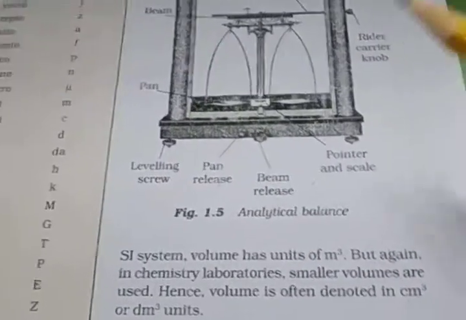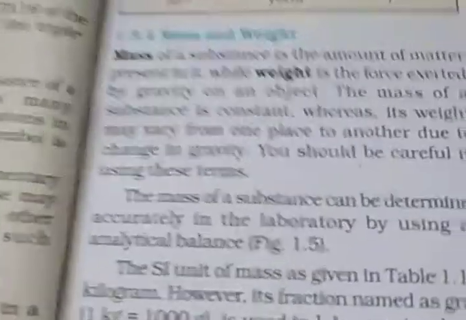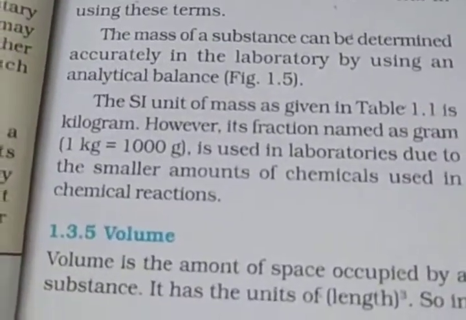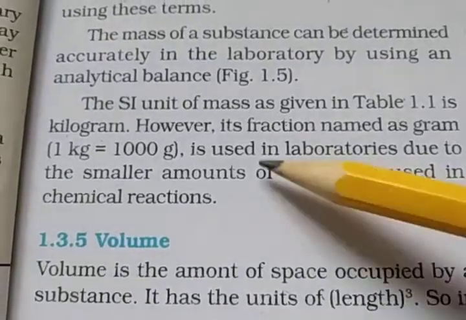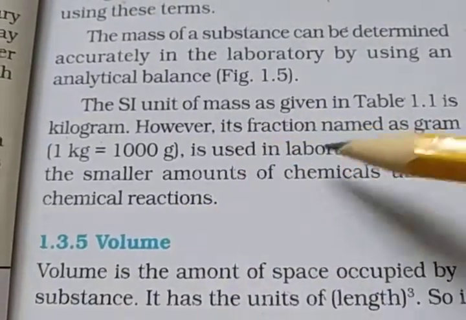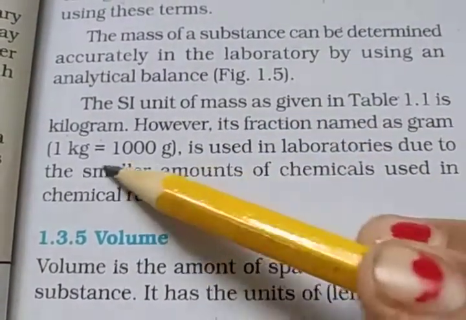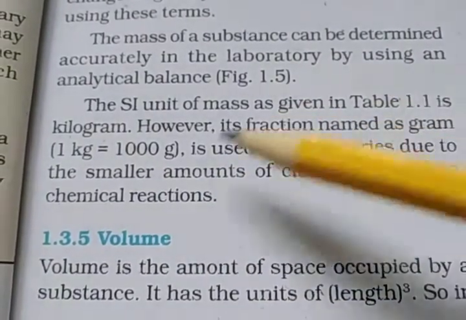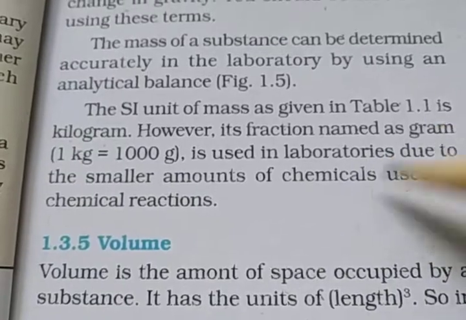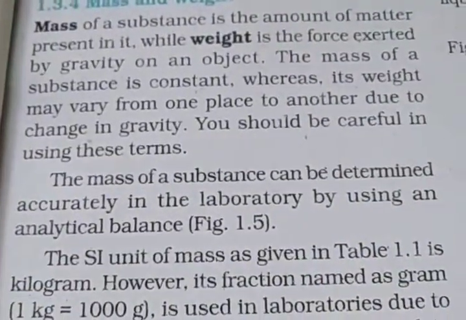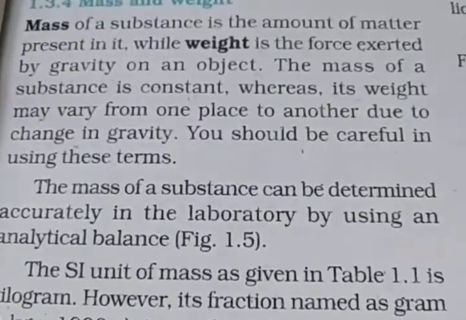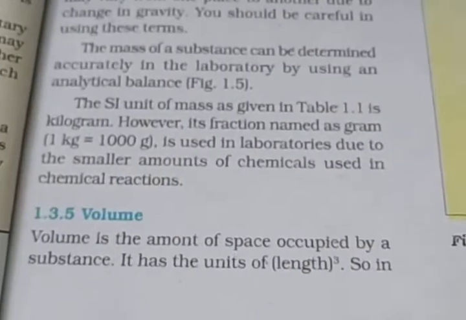Then the SI unit of mass is the kilogram, and its fraction is named gram. 1 kg converts into 1000 gram, which is used in the laboratory. Reason: a smaller amount of chemicals is used in chemical reactions. So today I discuss only the basic concept, only for your knowledge. Clear? Then next is volume.